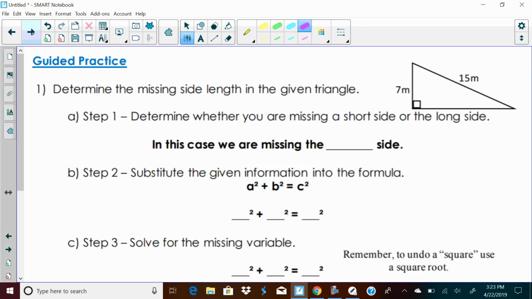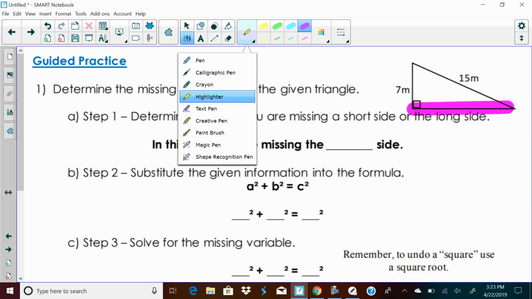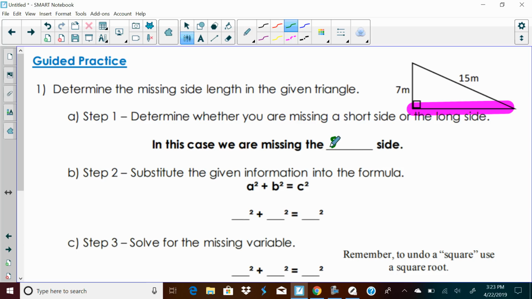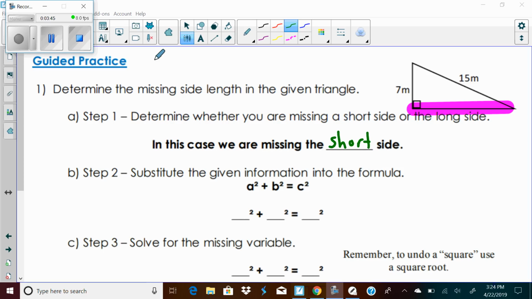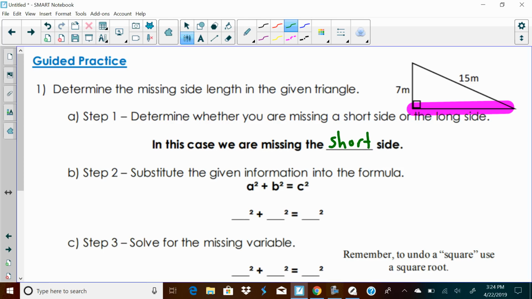Okay, so here's some guided practice. It says determine the missing side length in the given triangle. Step 1, determine whether we're missing a short side or a long side. It shows us right here that we are missing this side right here, which is a short side. So we just determined we were missing the short side. Next we're going to substitute it into our formula. So I know A is 7, I'm missing B, and C is 15.